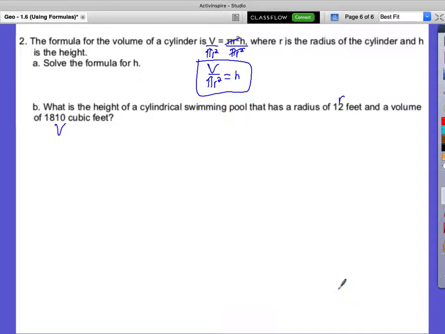I just want you guys to set it up for now, though. You don't have to start solving. I just want you guys to write it down, set it up, just plug in what we know. Okay. Can I get somebody to tell me how to write this in here? Okay, Alyssa?